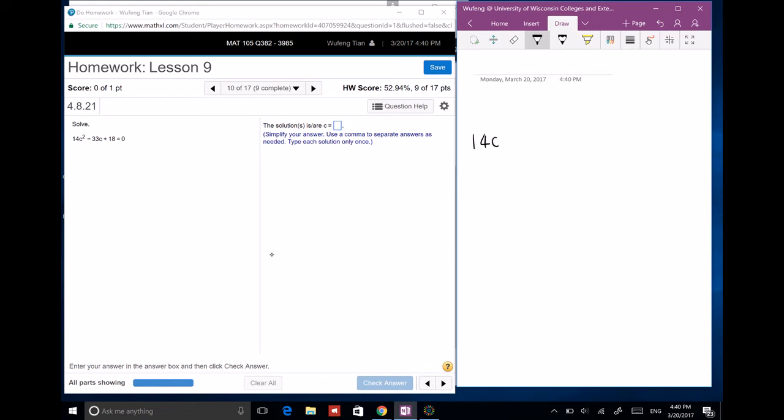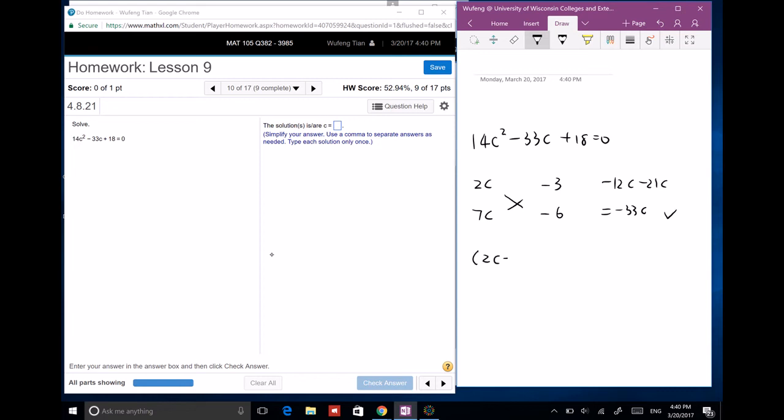14c squared minus 33c plus 18 equals 0. 2c, 7c, 3 and 6. 12 and 21. Makes sense? Yes. So cross multiply: negative 12c minus 21c, which is negative 33c, which is the middle one. So we made it right.